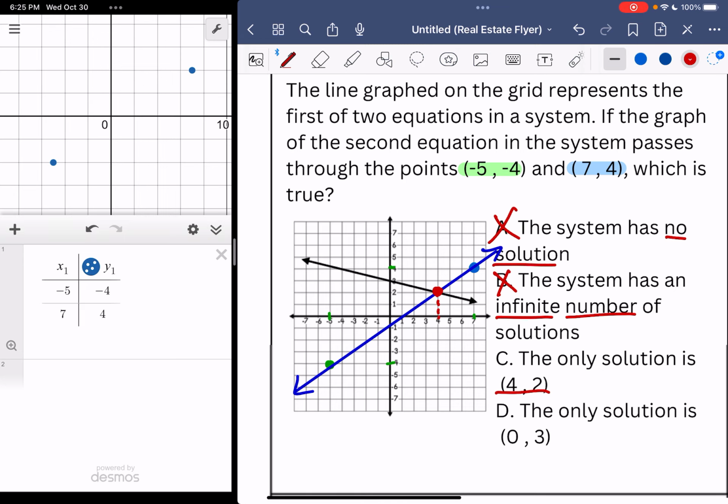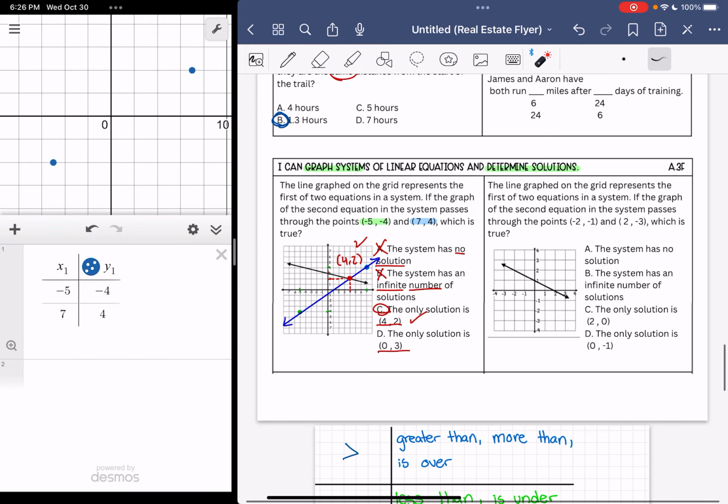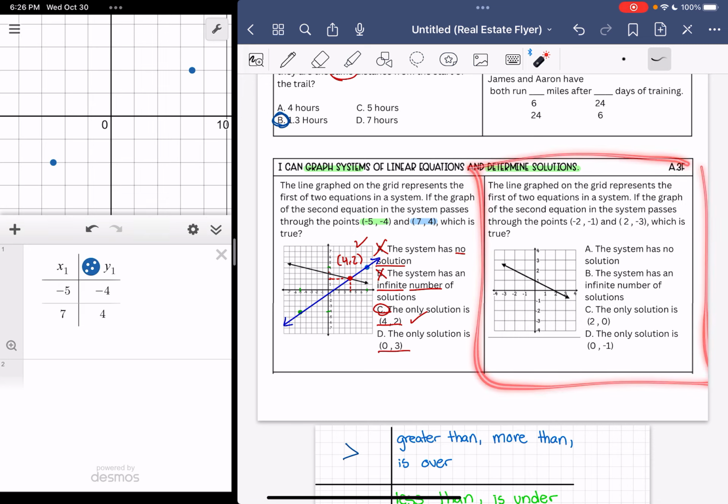I can go check. 4, 2. That looks good. And D says the only solution is at 0, 3. It is not at 0, 3. 0, 3 would be up here. No. So there I go. C. You have one more to do. This one looks just like your test question, so make sure you give it a shot.